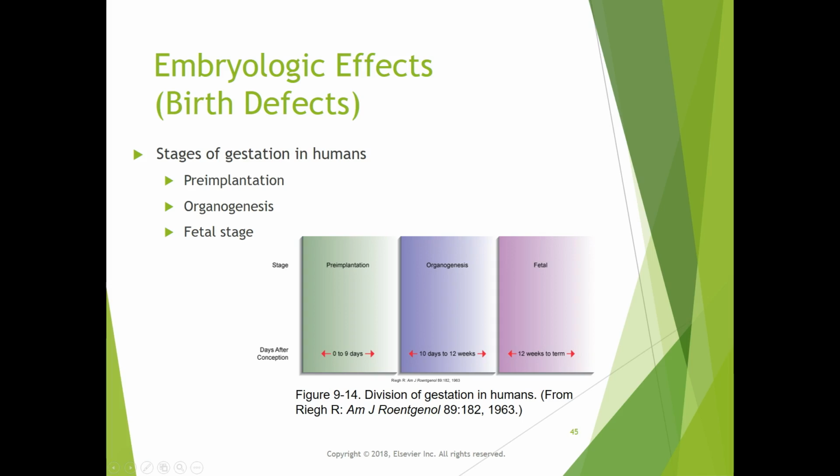Okay, birth defects. These are the stages of gestation in humans: the pre-implantation, 0 to 9 days, organogenesis, and fetal. You need to know those stages.